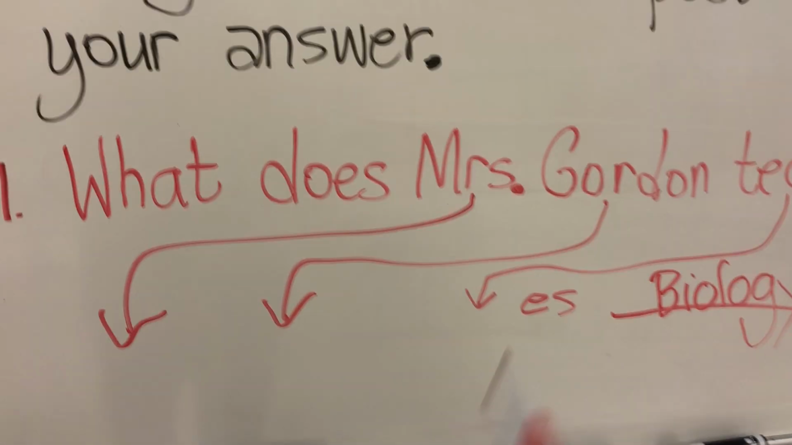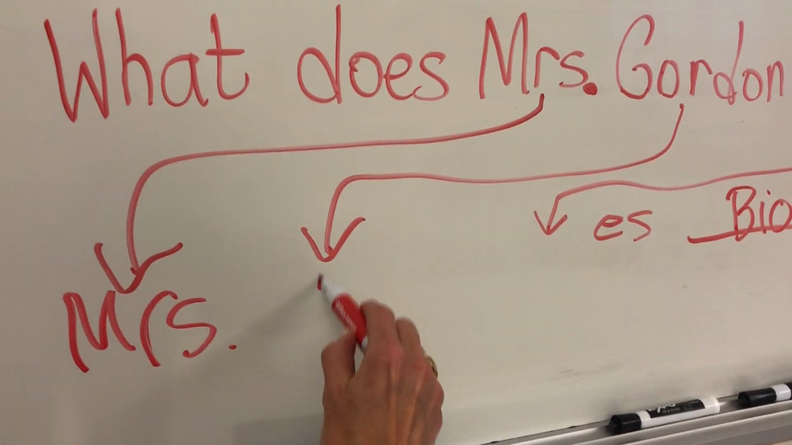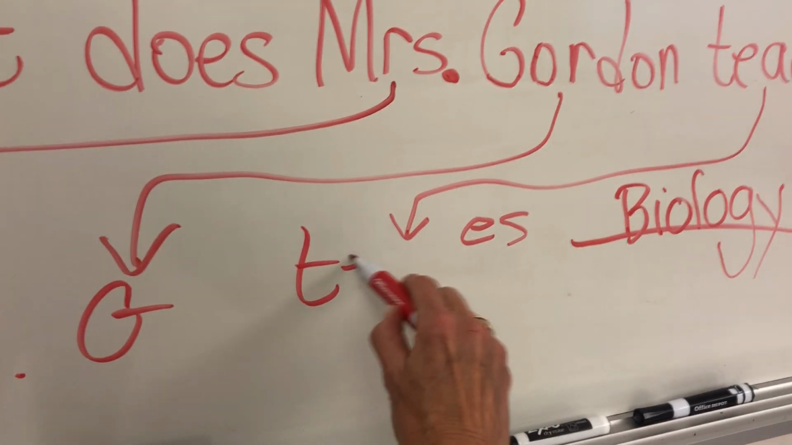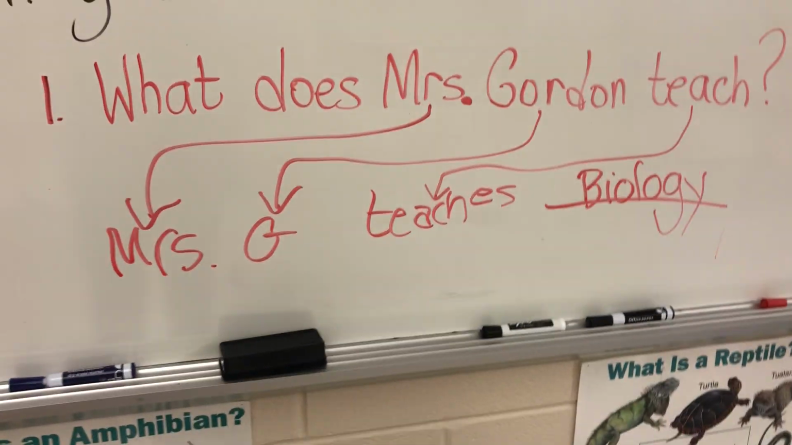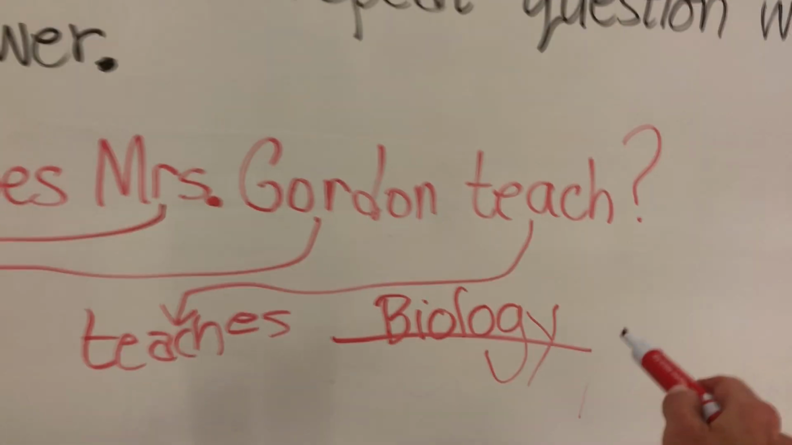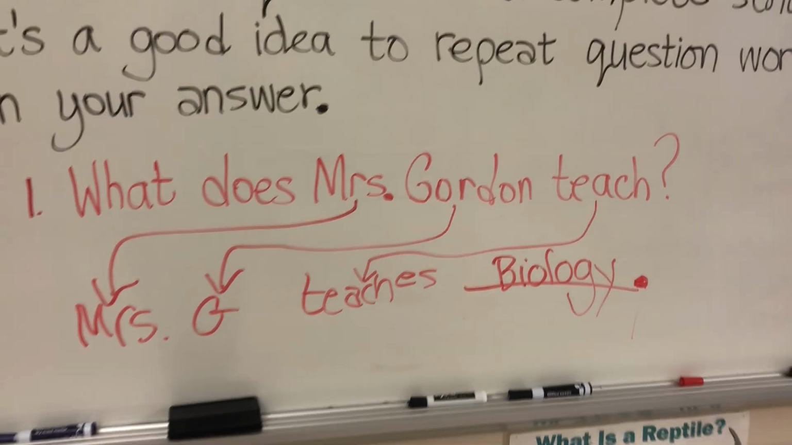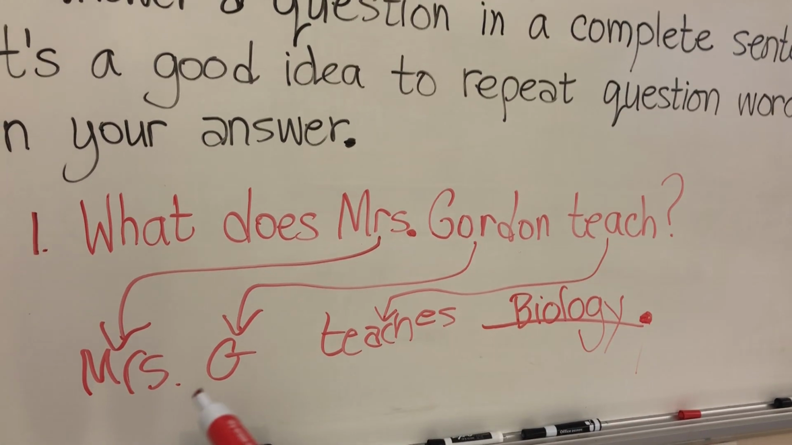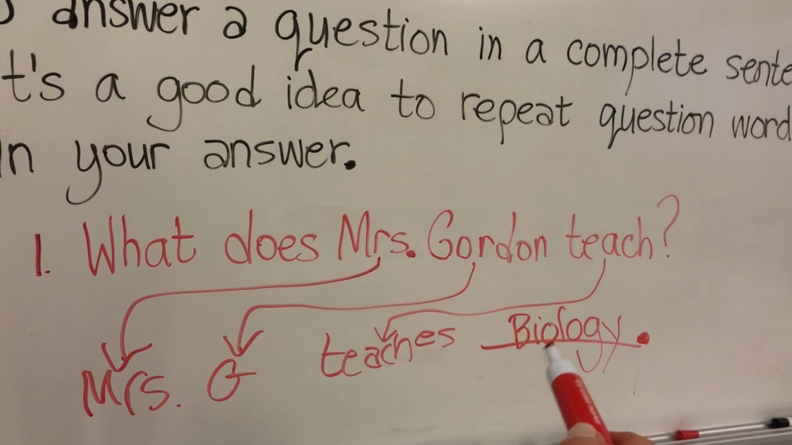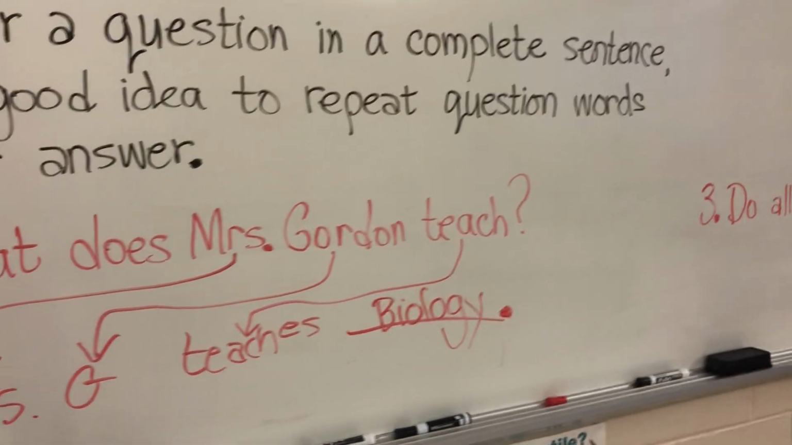All right, so all I did here was fill in one word, the answer to what she teaches. And I'm repeating, Mrs. Gordon teaches biology. Now that's bad handwriting, and it needs what at the end? A period, okay? Look how easy that was. You just repeat, Mrs. Gordon teaches biology. Capital letter, period, bada bing, bada bang, you're done.